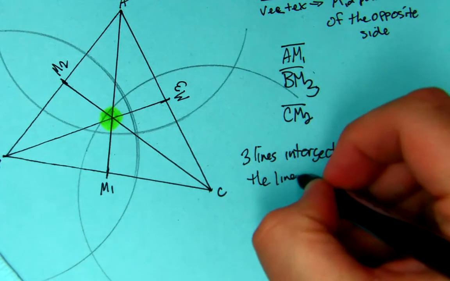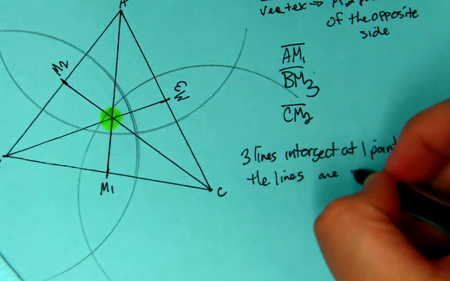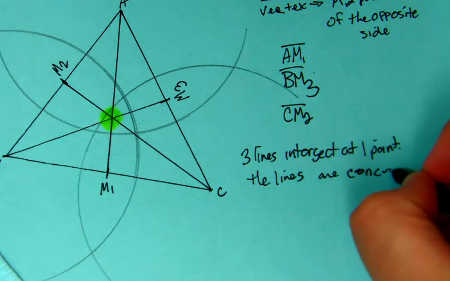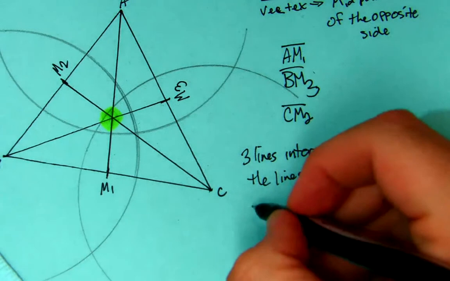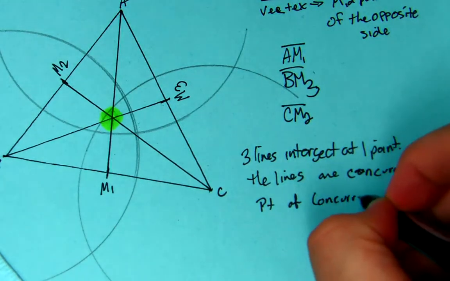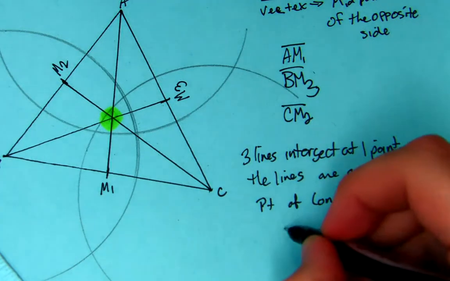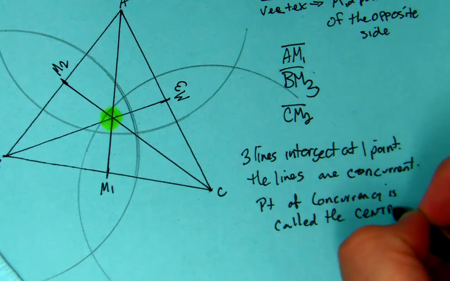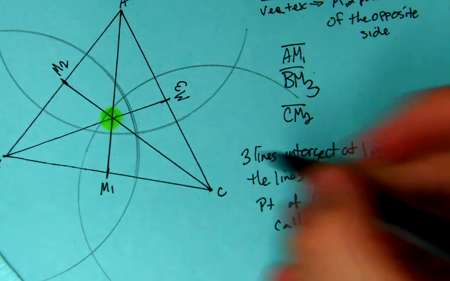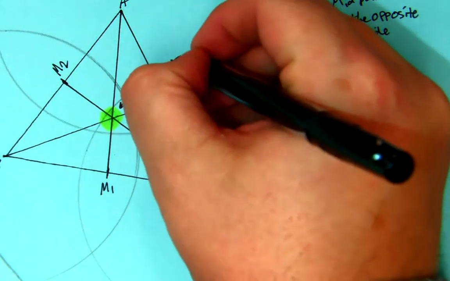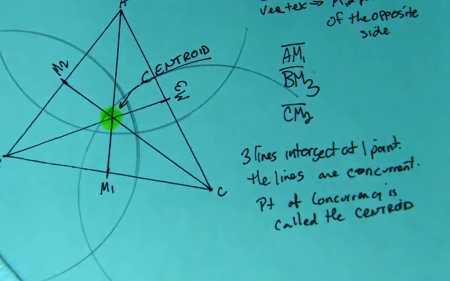The lines, or the segments, are what we call concurrent. And the point of concurrency is called the centroid. So this point right here is called a centroid. And in another one, we'll talk a little bit more about what the actual centroid is.